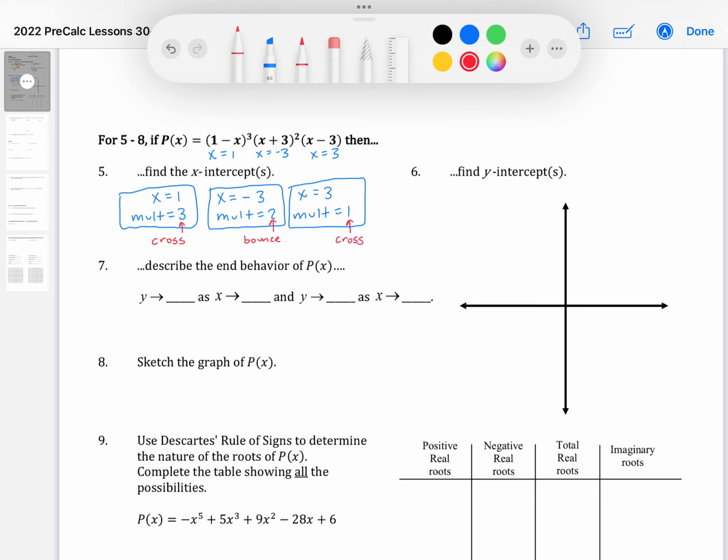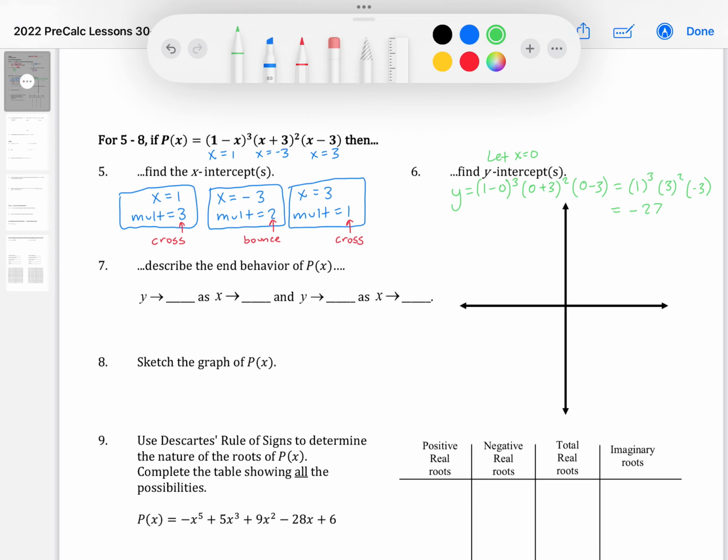Okay, to find your y-intercepts, you just plug in 0 for x. So you just let x equal 0. So we're going to say y equals 1 minus 0 cubed times 0 plus 3 squared times 0 minus 3. So that ends up being 1 cubed times 3 squared times -3, which just ends up being -27 if you simplify that correctly.